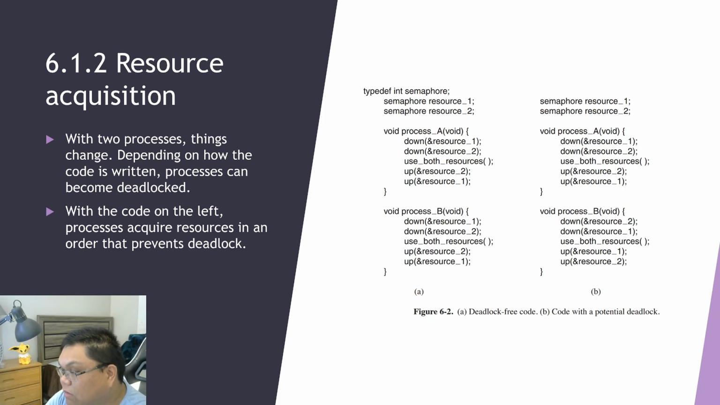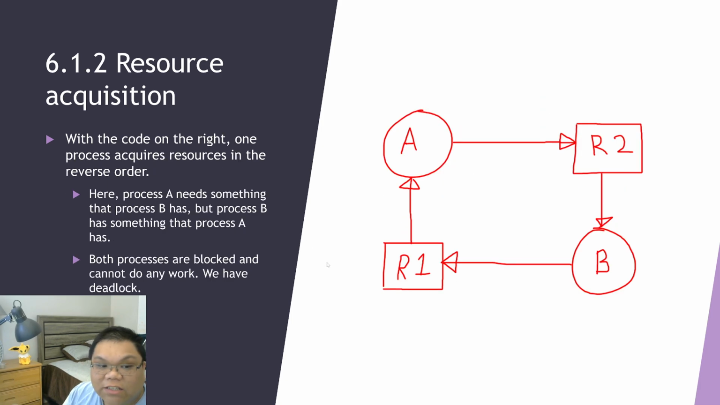However, with the code on the right, what can happen is this. Process A first acquires resource 1, and then we're out of resource 1. Process B acquires resource 2, but now we're out of resource 1. So now, both processes are waiting on each other, and now, because neither process's requests are being fulfilled, they're blocked forever and they can't do work. We have deadlock.